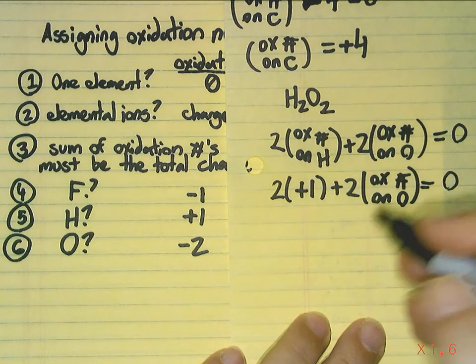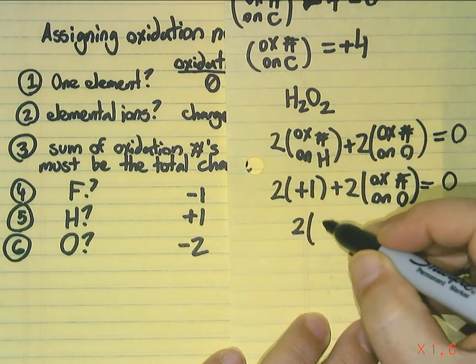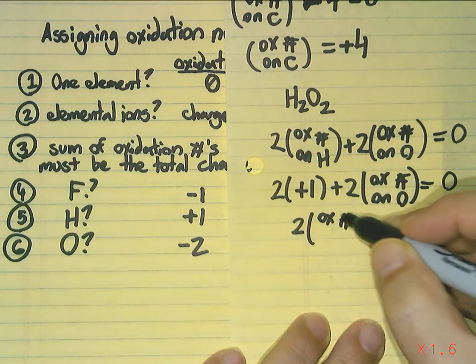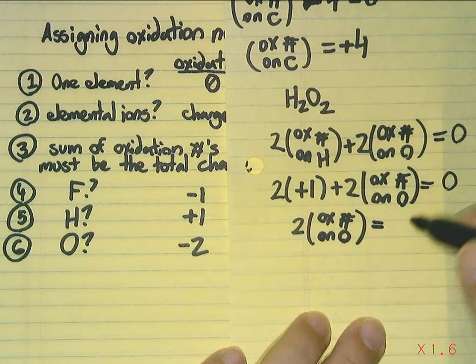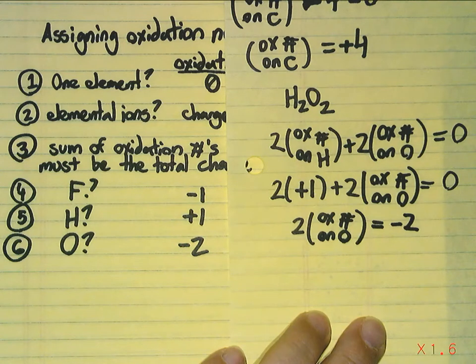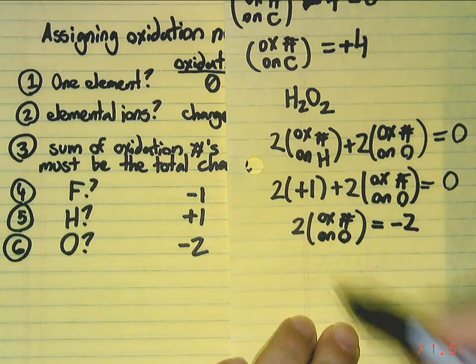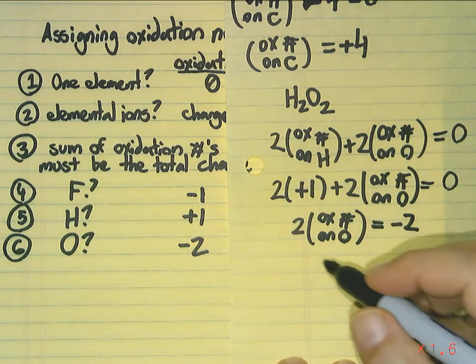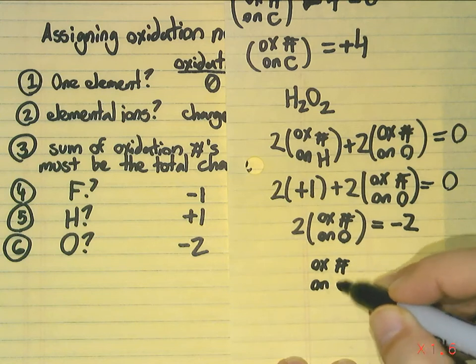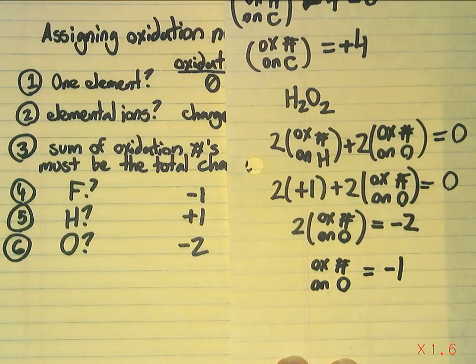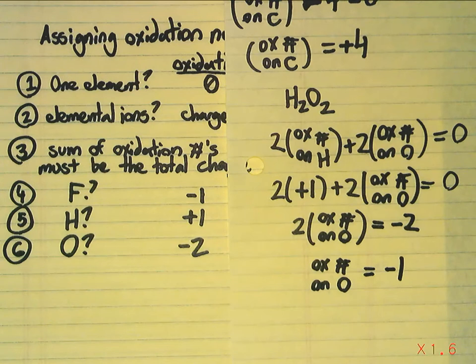If I subtract 2 from both sides, I get this. Got to be careful with signs here. When I subtract 2 from both sides, there's going to be a minus sign there. And now if I divide both sides by 2, I get the oxidation number on the oxygen to be -1. So that's an unusual oxidation number for oxygen.